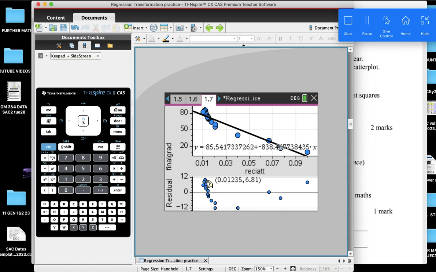And to me, there's a pattern there. Can you see? It sort of looks like it's all gone down in a U. That's too much. It's not random. There's too much of a pattern there. So that transformation was non-linear. It still hasn't straightened it up. So that would not be a good one to use.